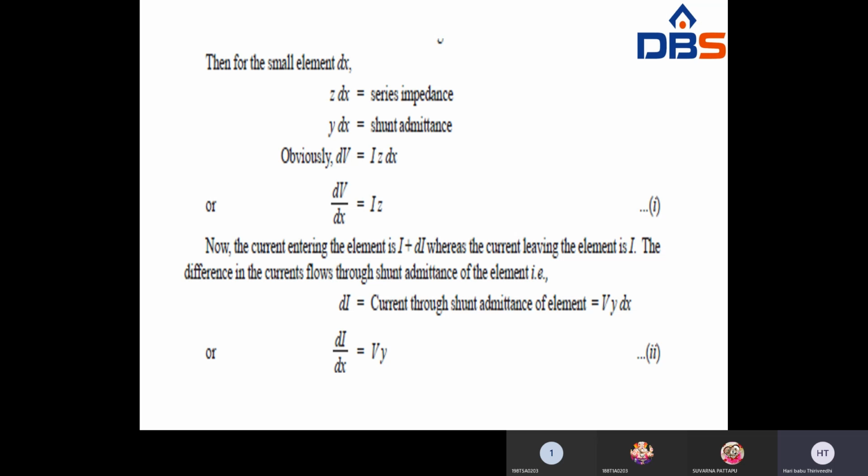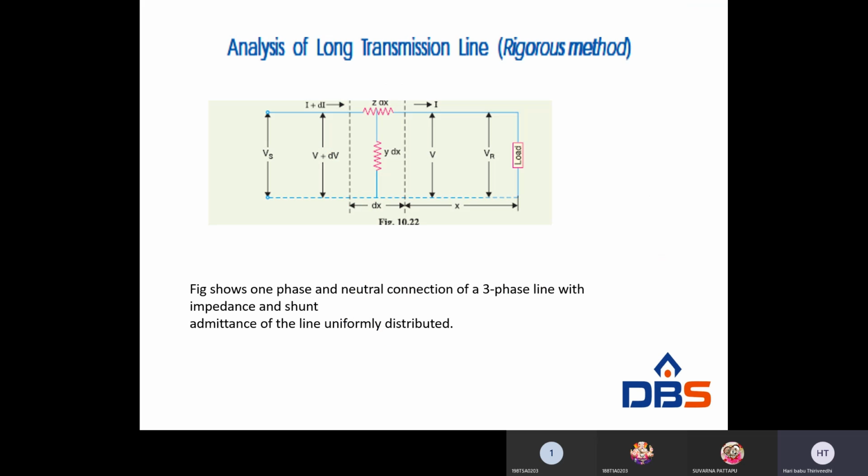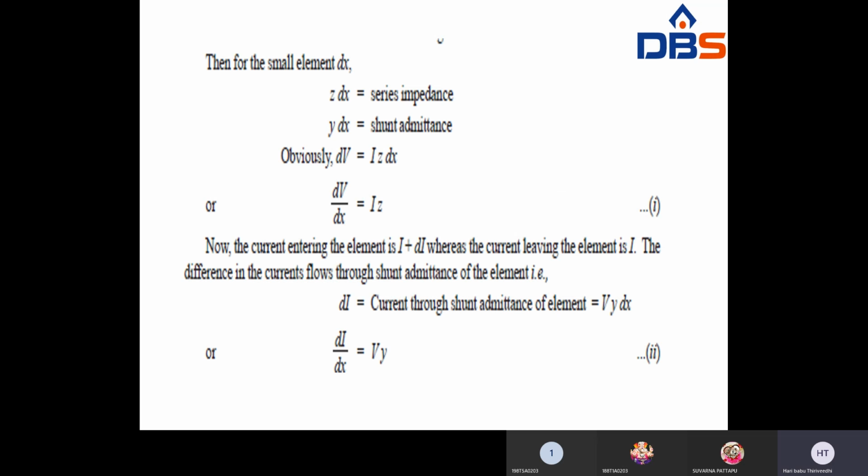Now the current entering the element is I plus dI, whereas the current leaving the element is I. The difference in the currents flows through the shunt admittance of the element, so dI is equal to the current through the shunt admittance. From the figure, dI is equal to V into Y into dx. So dI by dx is equal to VY. So from the series branch we obtain one equation, dV by dx is equal to IZ. From the shunt branch we obtain another relation, dI by dx is equal to VY, right?